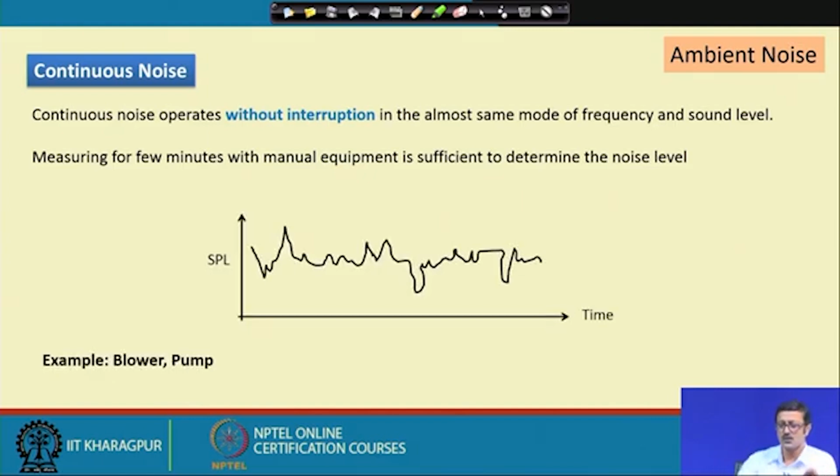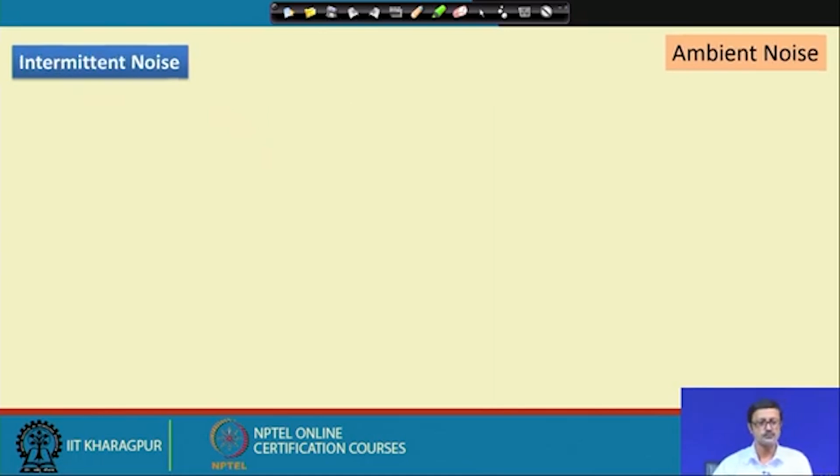It looks like a very steady SPL level, and if you analyze the frequency also, it will be steady. The examples are a blower or a pump, where the same kind of mixed frequencies comes over a specific longer duration of time.